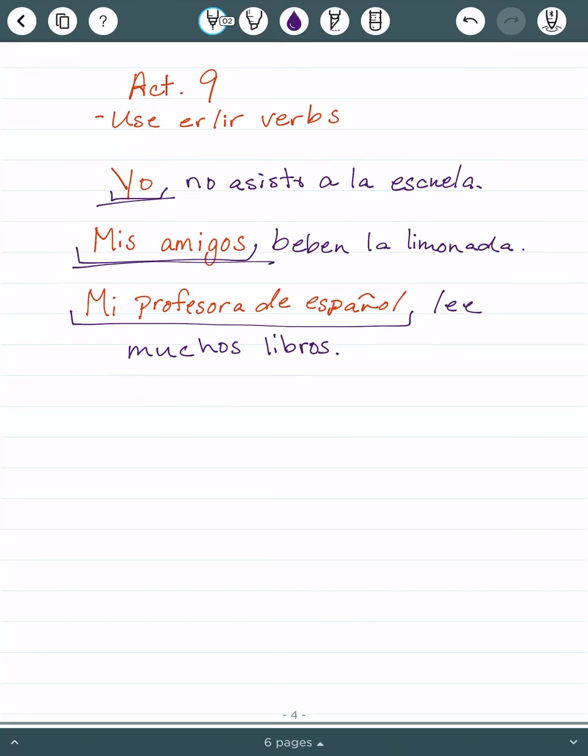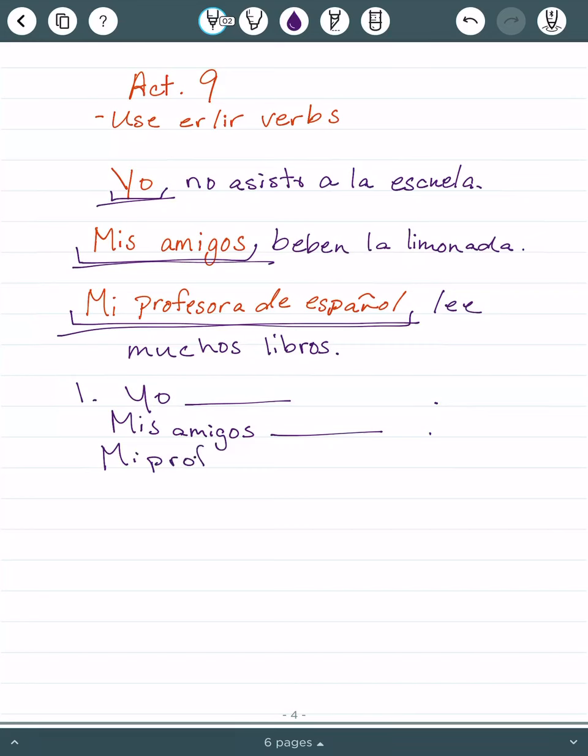So again, for every one of them, come up with a sentence for each of these subjects. So in number 1, you're going to start with the word yo, and then you're going to have a yo conjugation. And then on your second sentence, it'll be mis amigos, and a they conjugation. And then for your third sentence, mi profesora, and then a she conjugation. And then you'll move on to the second one. And again, you'll have yo, and then mis amigos, and then mi profesora.